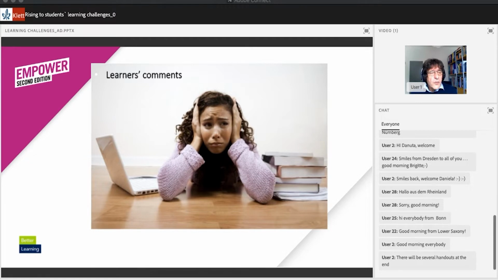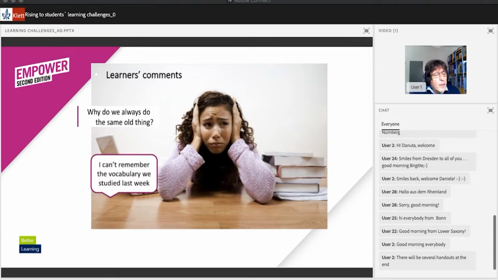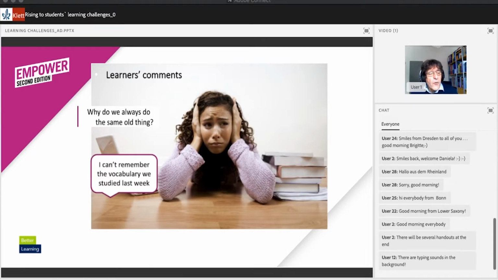Here are some comments that from time to time I've heard from learners. So these are examples, if you like, of challenges. One is, why do we always do the same old thing? So this is really about lack of motivation, about monotony, about the routine of the classroom and the student's attitude to it. A slightly different one, I can't remember the vocabulary we studied last week. And this is to do more with the learning process and retaining information and retaining language input.